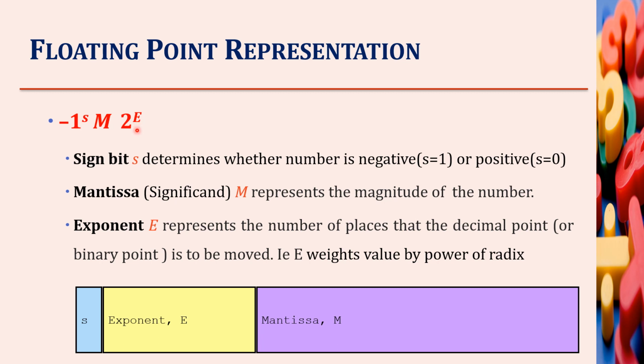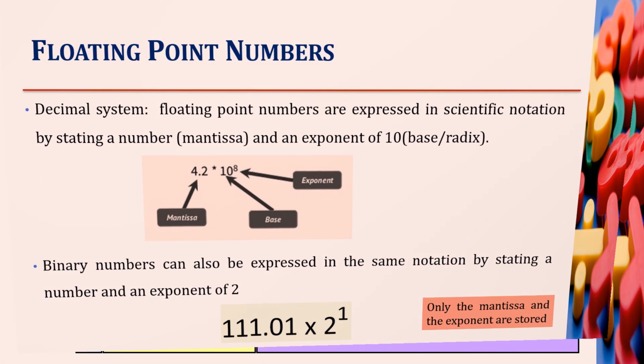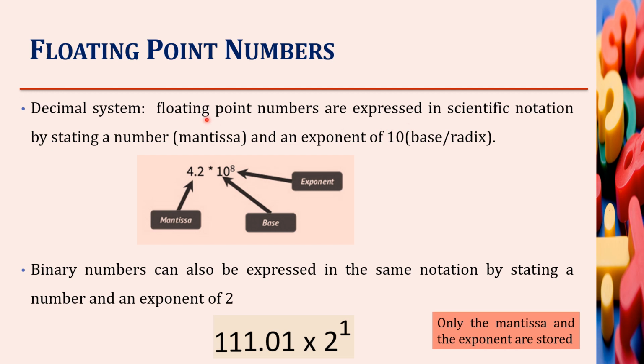So a floating point number can be represented using three parts: the sign part, the exponent part, and the mantissa part. The mantissa part can also be called the fraction part or the significant part. So as we just said, any floating point number can be represented using three parts: the sign part, the mantissa part, and the exponent part.